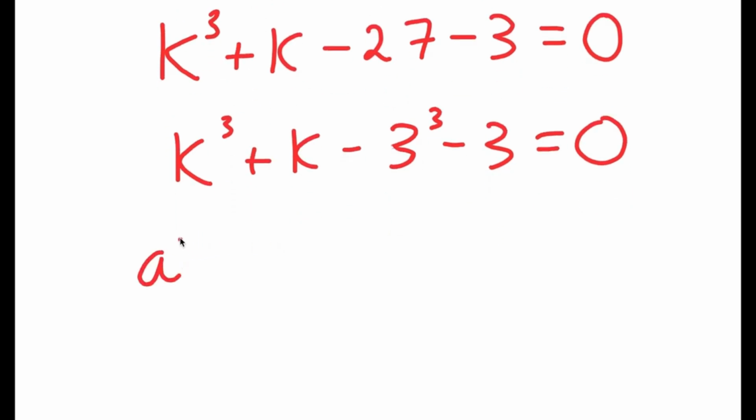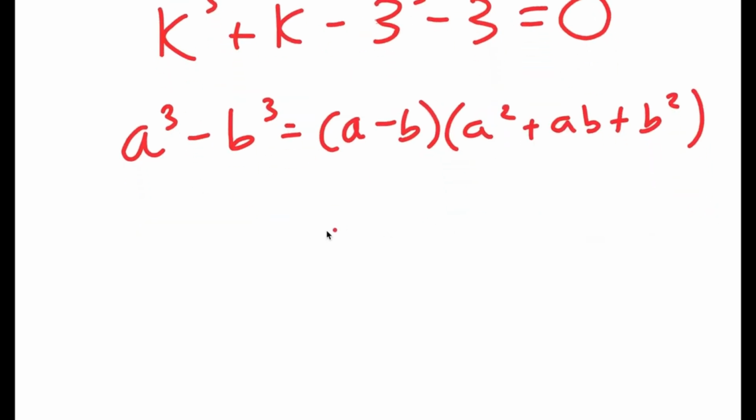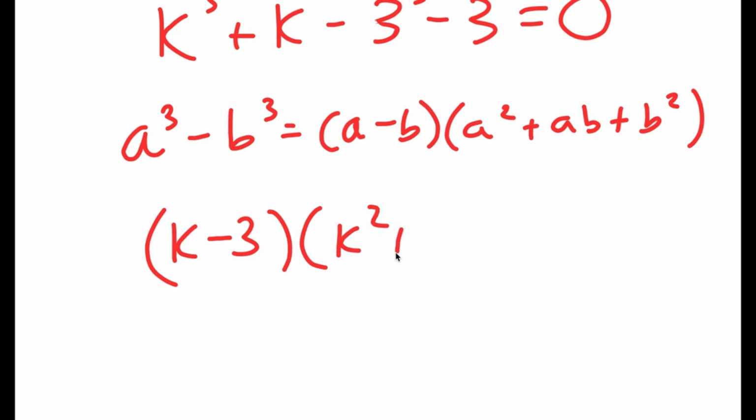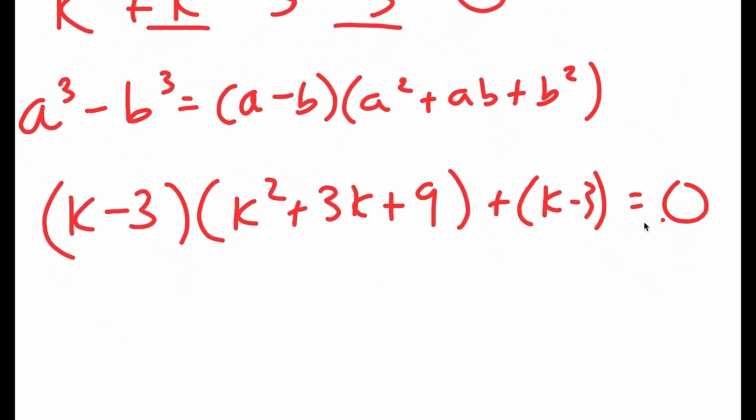Now, if I have something in the form a to the power of 3 minus b to the power of 3, this is equal to a minus b times a squared plus ab plus b squared. So this is equal to k minus 3 times k squared plus 3k plus 3 squared, which is 9. And we can't forget our plus k minus 3 at the end, which is this part right here. And this is equal to 0.